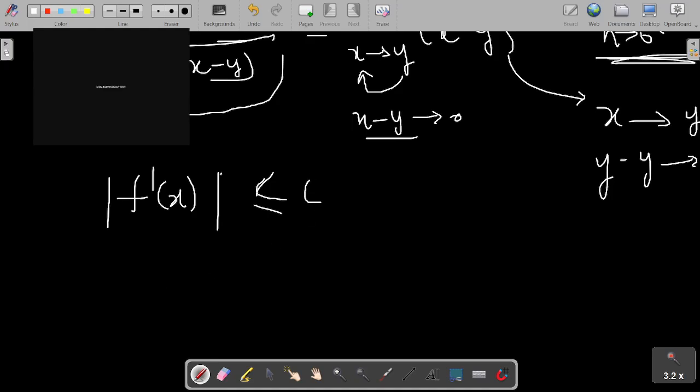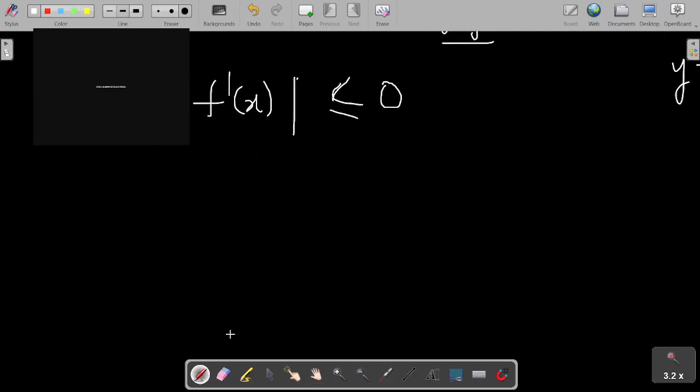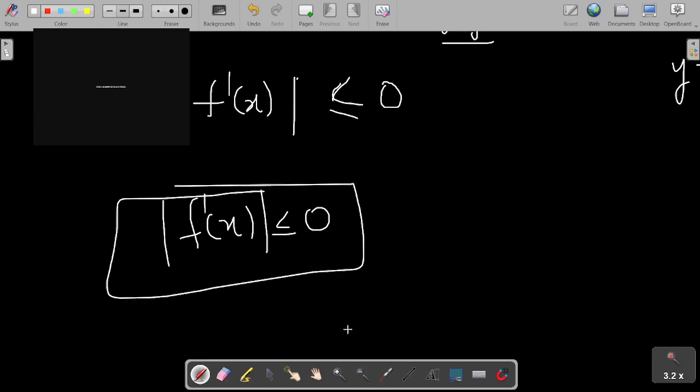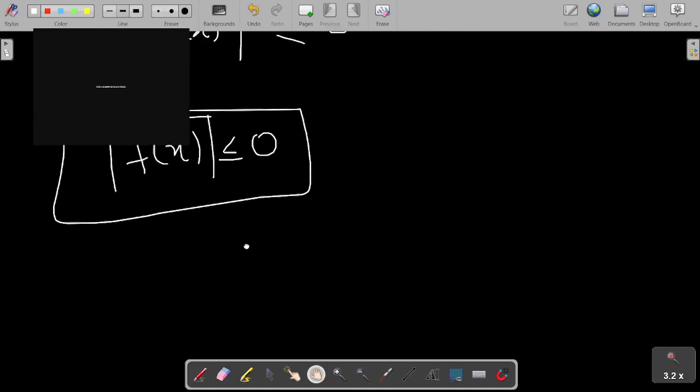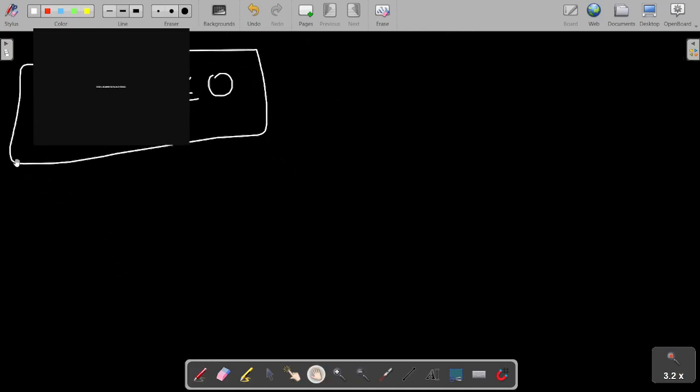So the thing on the right side tends to 0, and I get modulus of f dash of x is less than or equal to 0. Okay, I get this. So this means the magnitude of the derivative of the function is less than or equal to 0, so it can only be equal to 0.